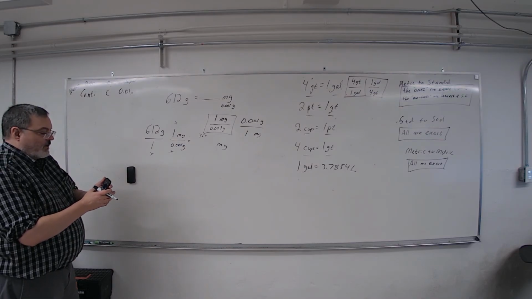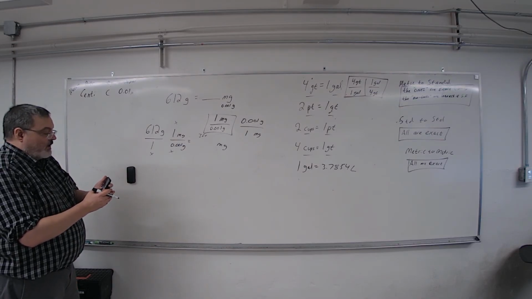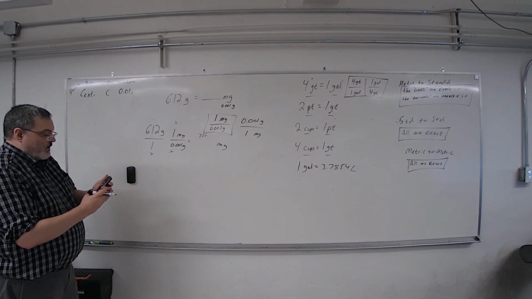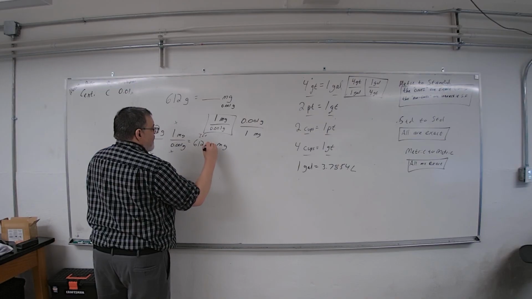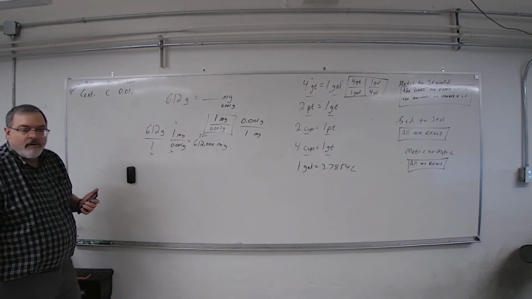And if you just do it in your calculator, you're ultimately just going 612 divided by 0.001 without a decimal.